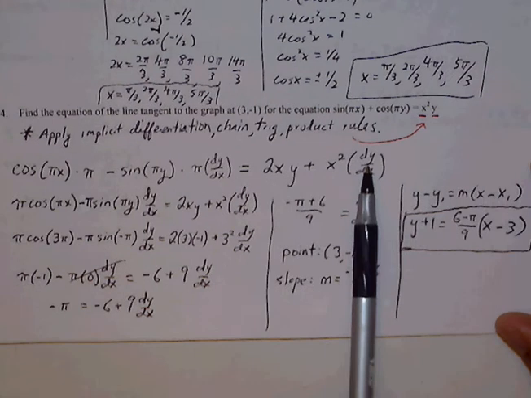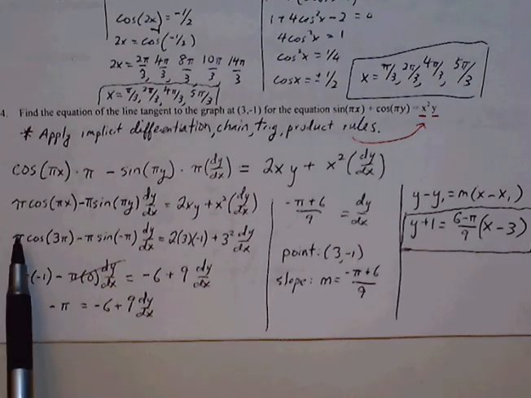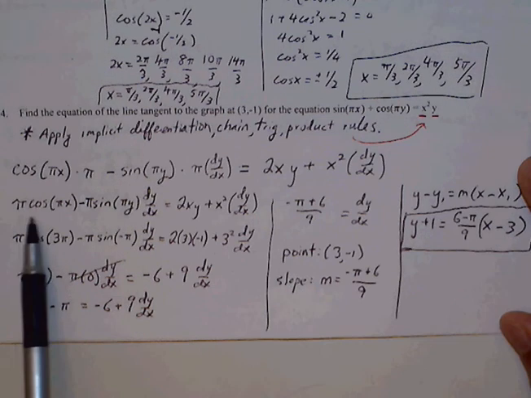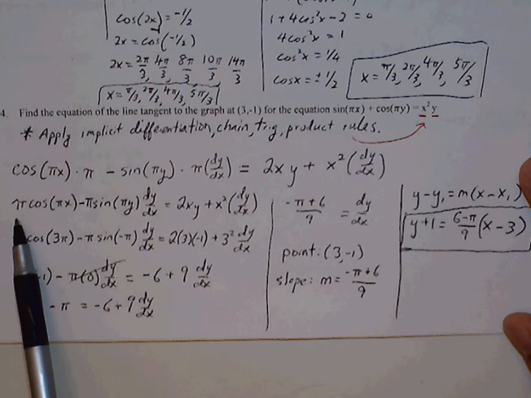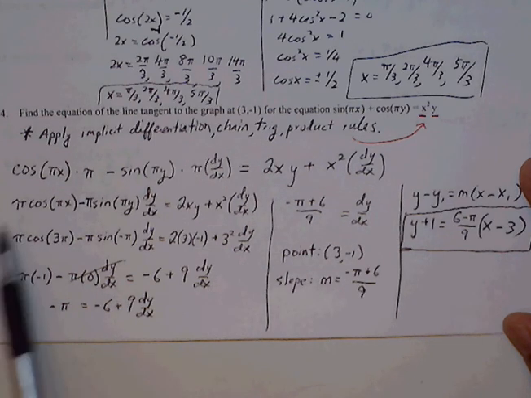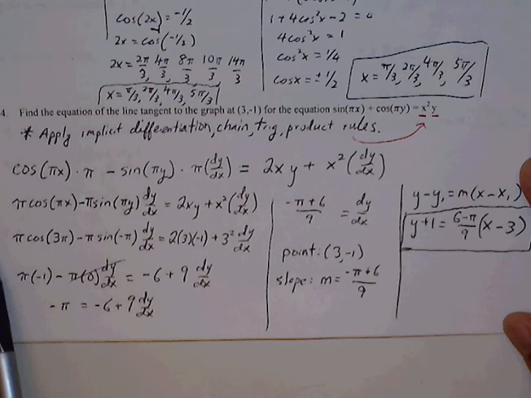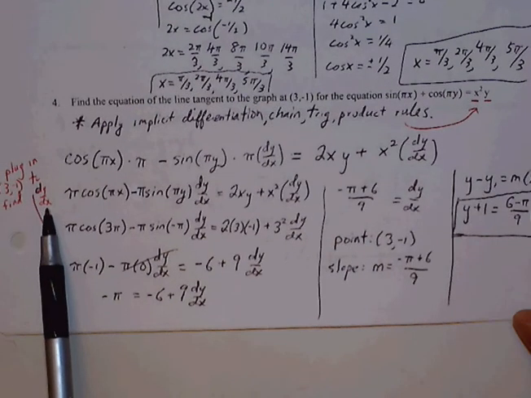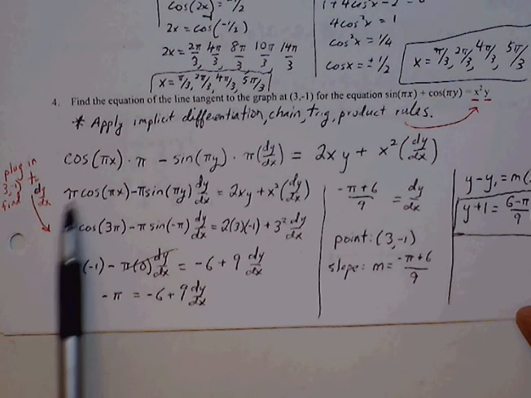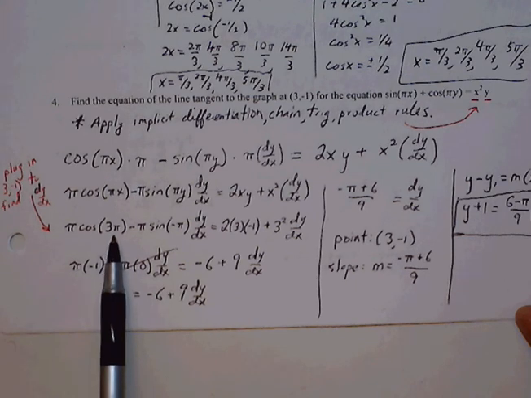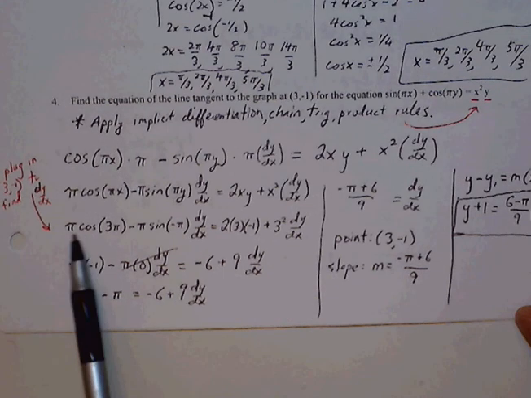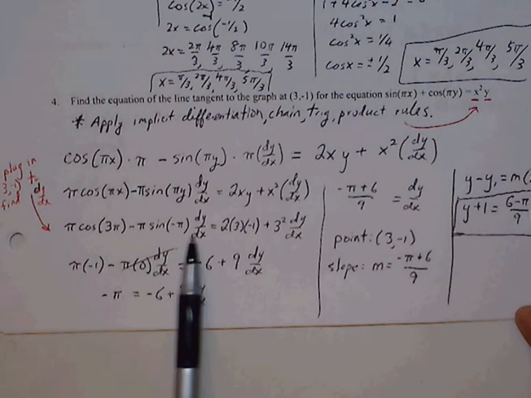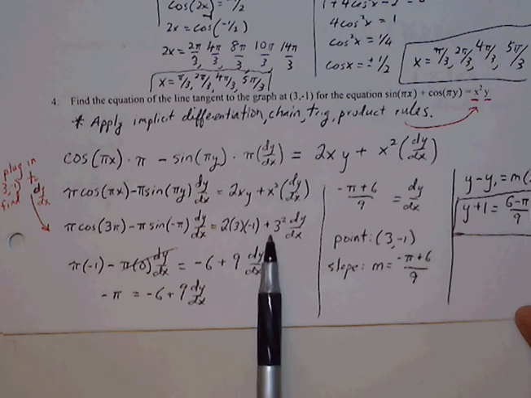Okay, now one step at a time, we're going to solve for dy/dx. And rather than trying to get dy/dx by itself, all we need to find is the slope. So we can just go ahead and plug 3, -1 for the x and y's and solve for dy/dx. Every x I see I'm going to replace with 3. Every y I see I'm going to replace with a -1. So I get pi cosine 3 pi minus pi sine negative pi dy/dx equals 2 times 3 times -1 plus 3 squared times dy/dx.